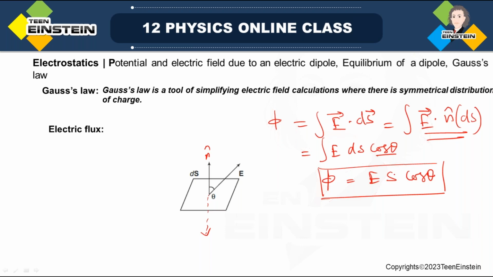This is dimensionless, this has the dimension of area, and this has the dimension of Newton per coulomb. So we can write Newton per coulomb into meter square. This is the unit of flux. Sometimes in competitive exams you might be asked to find the dimension of flux. So the unit of flux is Newton per coulomb into meter square.